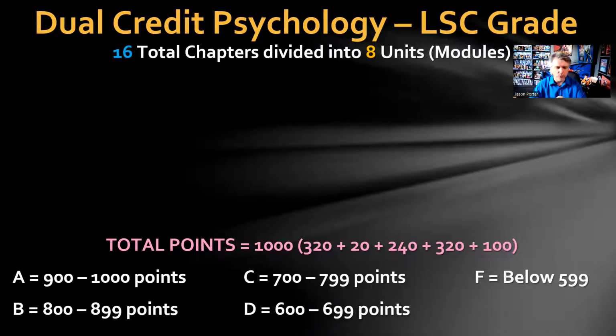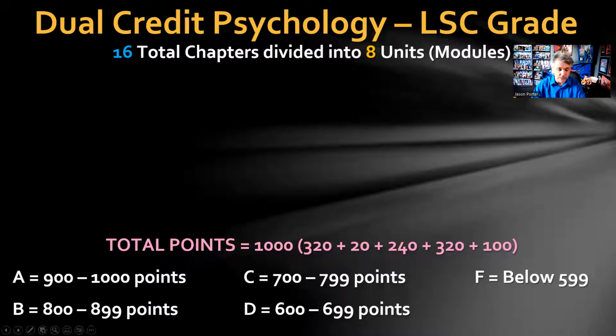Total points equals 1,000 points, and Lone Star has a different grading standard than CFISD does. At Lone Star, 90 to 100 is an A, 80 to 89.9 is a B, and this is where it gets different: 70 to 79.9 is a C, whereas at CFISD, 70 to 75 would be a D. Instead, a D is 60 to 69.9, and F is 59.9 and below.